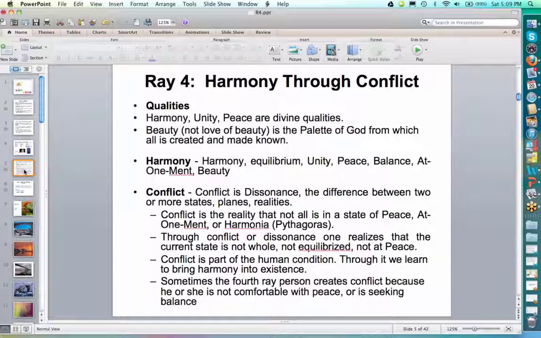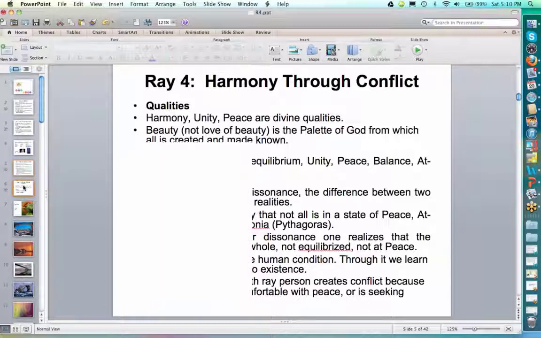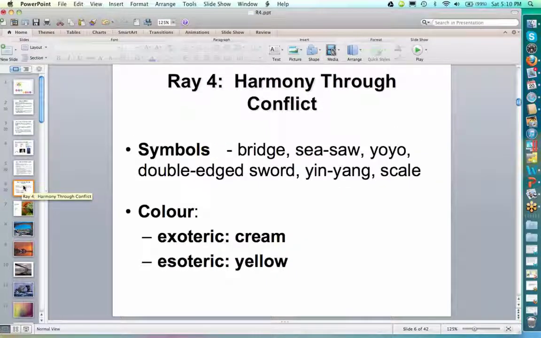But conflict, as we know, is part of the human condition. Through it, we learn to bring harmony into existence. Why? Because struggling is always pushing us to want to find a place of wholeness. It is only through struggle that we strive forward. If everything was in harmony, you can be sure we wouldn't move forward. So sometimes the fourth ray person creates conflict because he or she is not comfortable with peace or is seeking balance. Now, that is an interesting thing, isn't it? That sometimes that fourth ray looks for conflict because it's so identified with the conflict. That's all it knows. When suddenly it's peaceful and things are in harmony, well, that's a state that's unfamiliar, and we fall back to the familiarity, and that's the state of conflict.